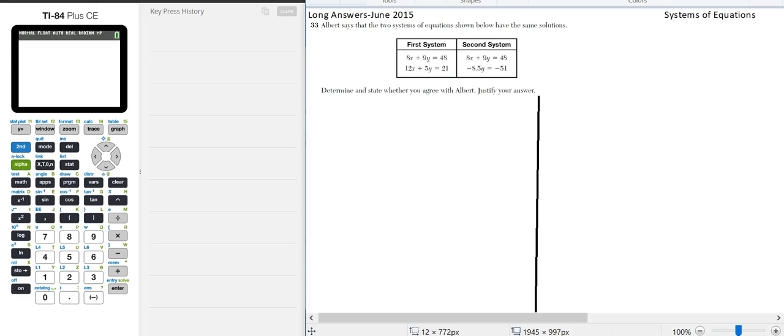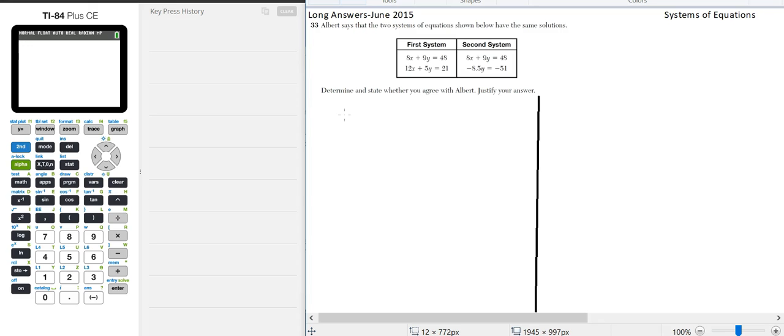To answer this question, we need to solve the first system of equations and the second system of equations to see if they have the same solution. Let's start with the first system. We can either solve it graphically by rearranging it into y equals mx plus b form and plugging both equations into the calculator, or we could solve it using substitution, or we could solve using elimination by addition. Let's use elimination by addition.